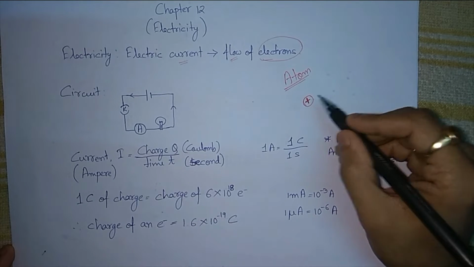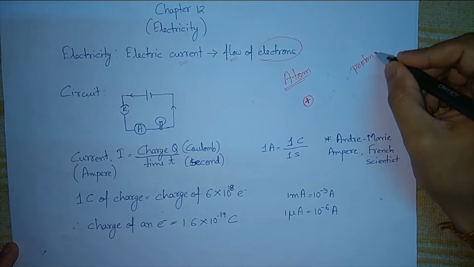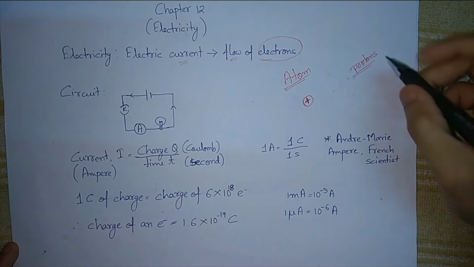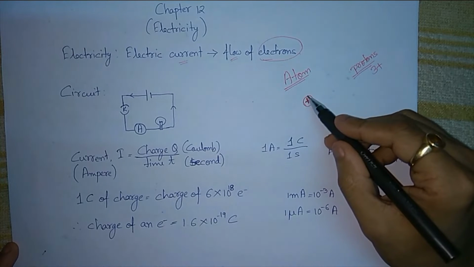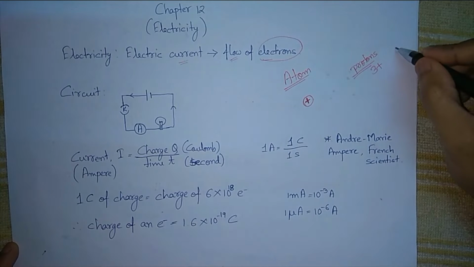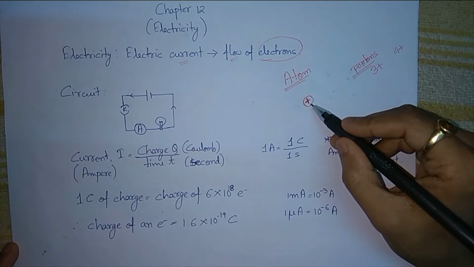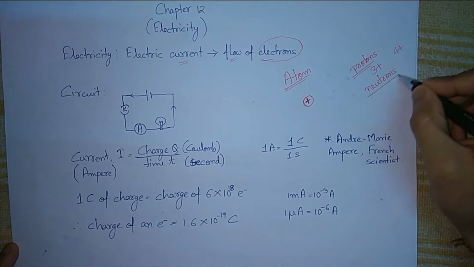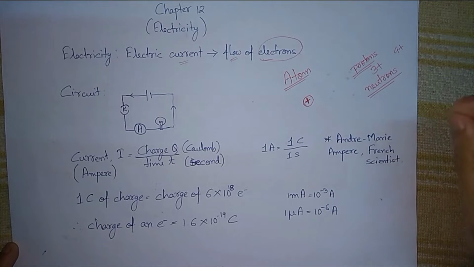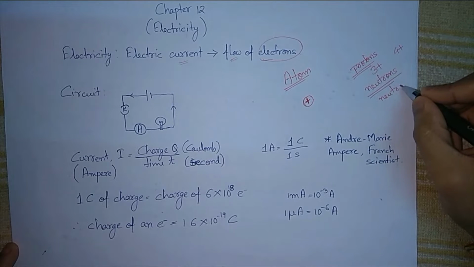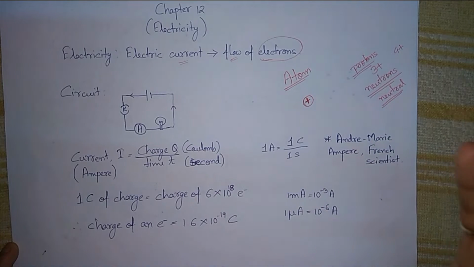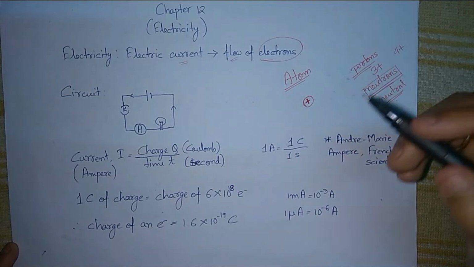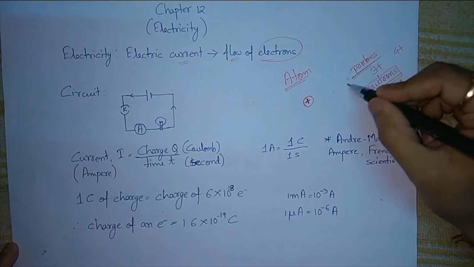The nucleus is positive due to the presence of protons inside the nucleus. If there are 3 protons, then the charge of the nucleus will be plus 3. If there are 4 protons, the charge of the nucleus will be plus 4. Inside the nucleus, along with protons, neutrons are also found, but neutrons do not have any charge. That is why they are neutral. So if we are talking about charge, we consider only protons and not neutrons.